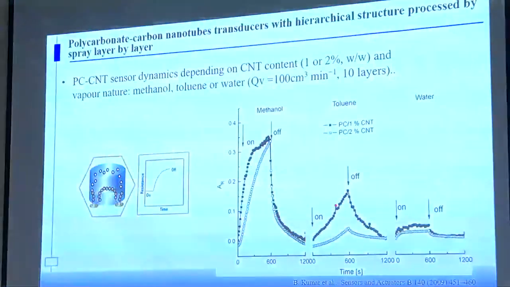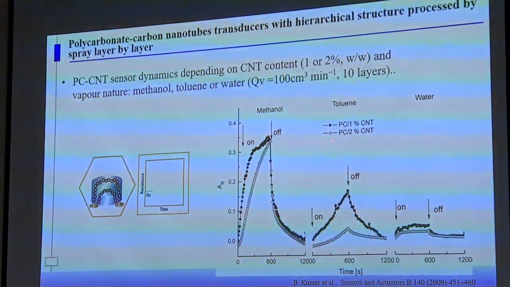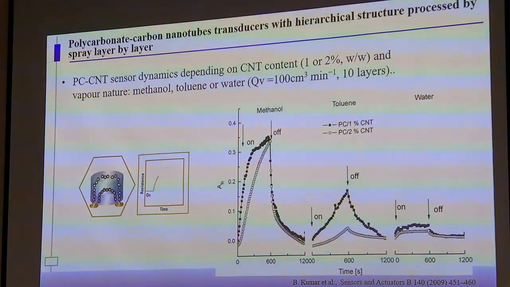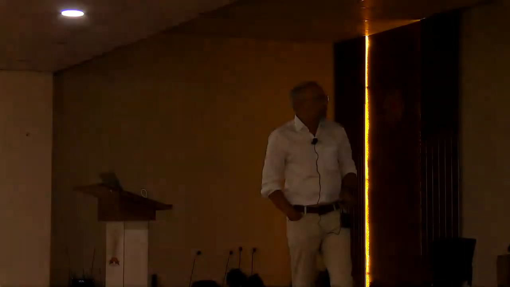So in this case you can see that PC 1% and 2% have the same response for methanol, but for the other two, the PC 1% has a higher response. And again, the reason is that PC 1% is more resistive compared to the PC 2%. PC 2% is more conductive here.